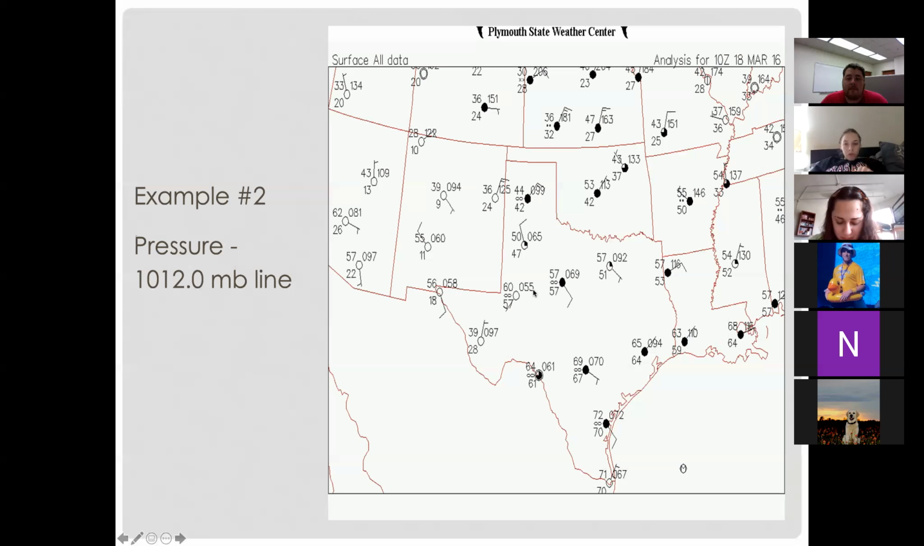Pressures aren't as even or as constant, I guess, in patterns as temperature. So whenever you draw pressure gradient lines, they'll sometimes be a lot more complicated. But yeah, this would just ask you to draw a 1012 millibar line through this map right here.